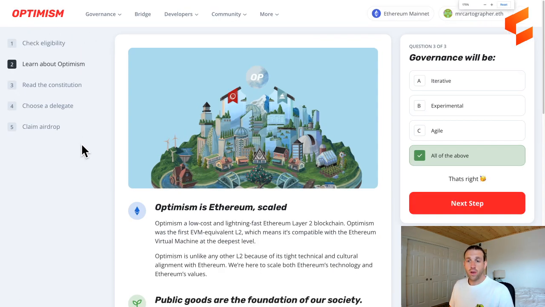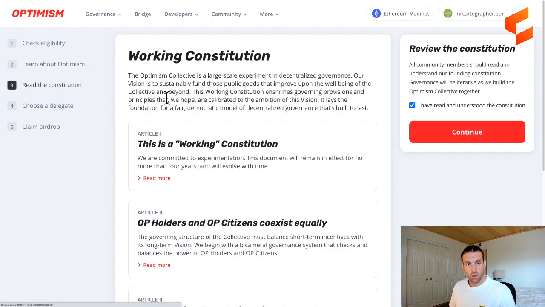They actually make you take a little quiz, learn about Optimism. They ask you 3 different questions, which I've actually already answered. And once you get those right, you can go forward to read the Constitution, which is a nice touch. I've clicked, I have read and understood the Constitution.